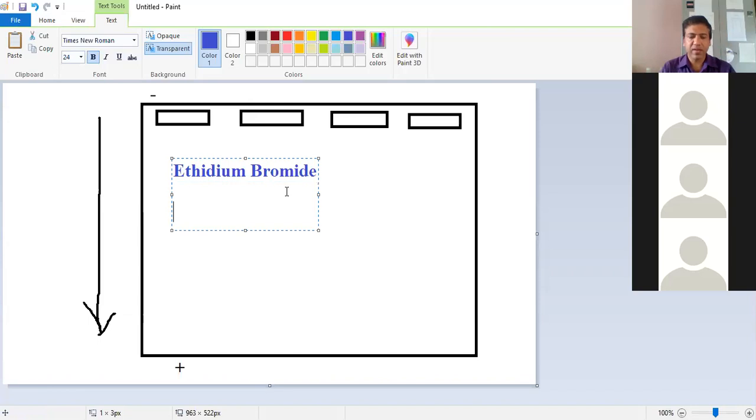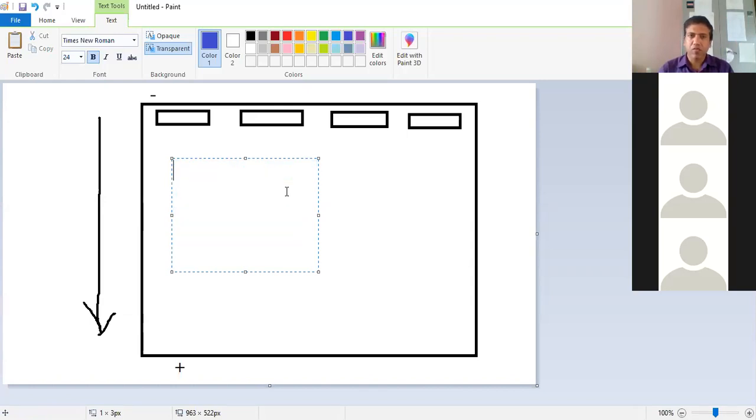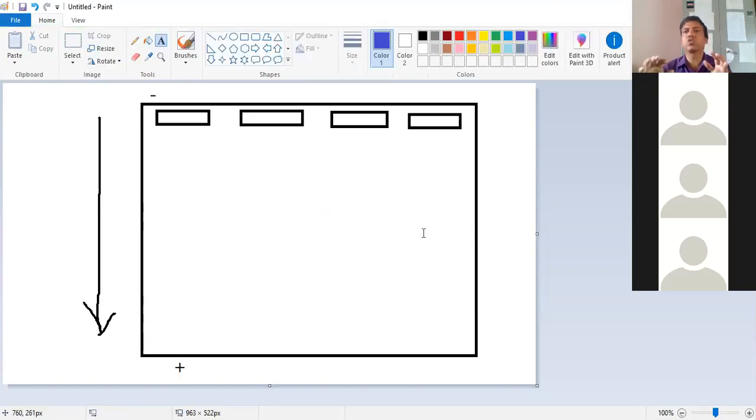So ethidium bromide intercalates between the two strands of the DNA. So you have two strands of the DNA, and between them it will go and intercalate, will enter like this. Then, once the gel is exposed to the stain made up of ethidium bromide, it will be viewed under UV light.